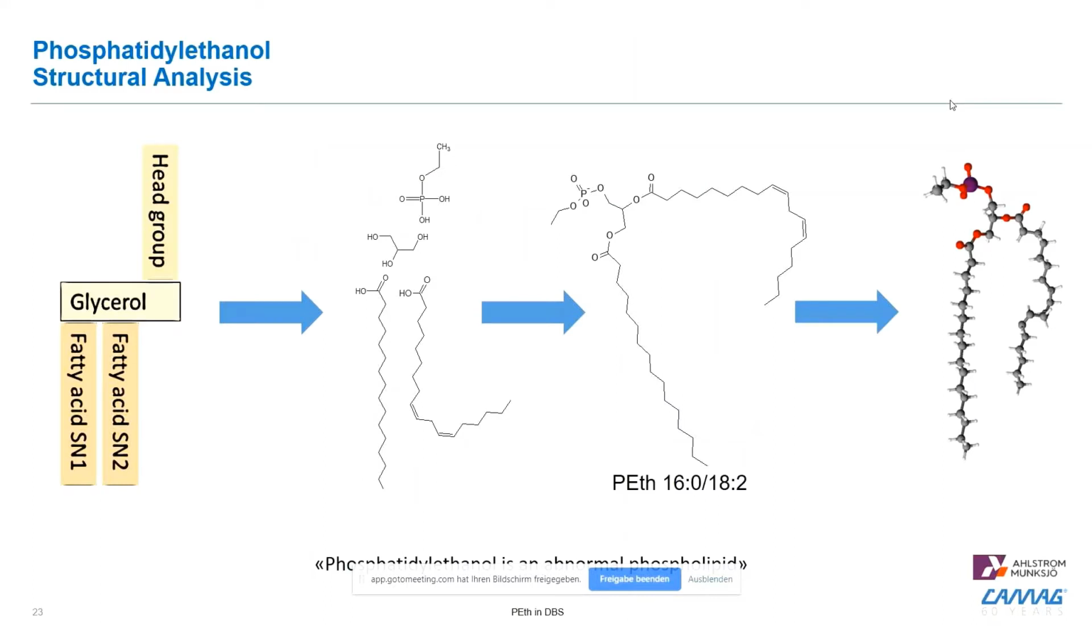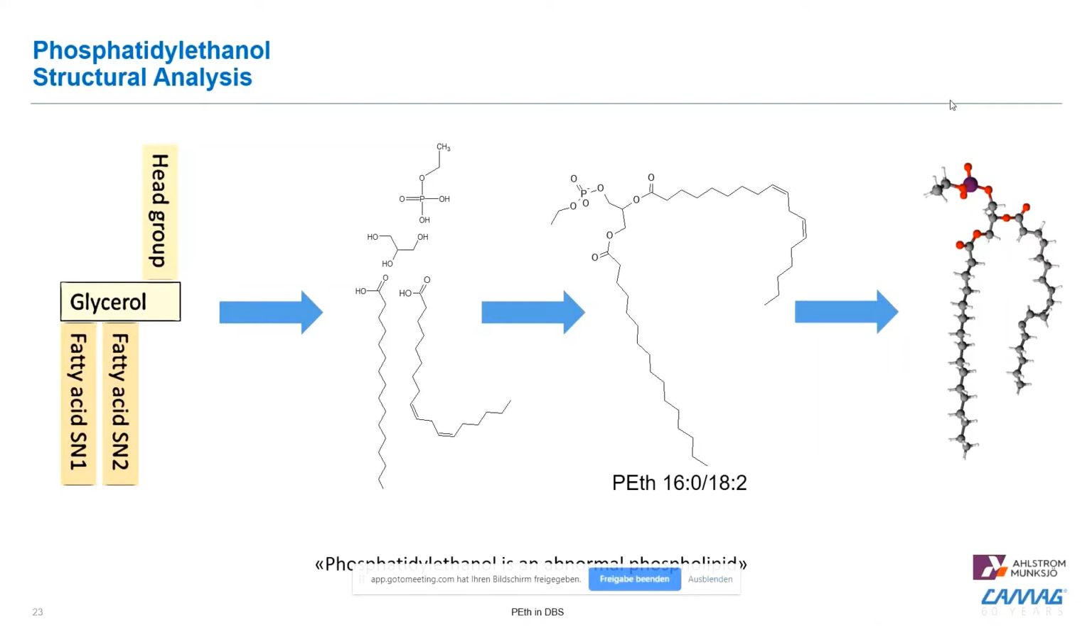Phosphatidylethanol itself is a group of molecules which consists of a head group. Attached to this head group, we have a glycerol backbone with two fatty acids at different positions, which can differ in their length and degree of unsaturation. Phosphatidylethanol itself is an abnormal phospholipid, which is usually not present within the human body unless ethanol is consumed or somehow formed within the body.